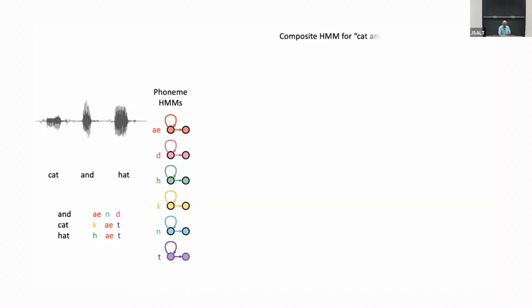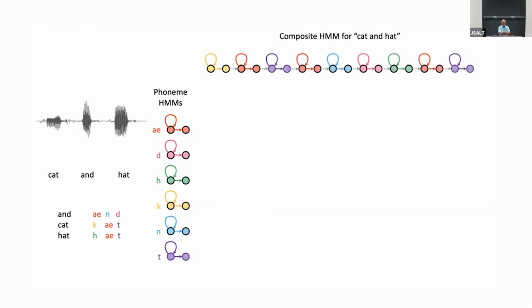Okay. So what we do is we create a composite HMM for the word sequence cat and hat by stringing together the phoneme models for k, a, t. Follow the color code. K is yellow, a is red, t is purple, and so on. Once you string these together, this is still an HMM. The dotted lines, by the way, are meant to be null arcs. On the other arcs, you actually produce an acoustic frame, one of those vectors of acoustics, and so there's a probability associated with them. The dotted ones just assume that you move through without producing anything.